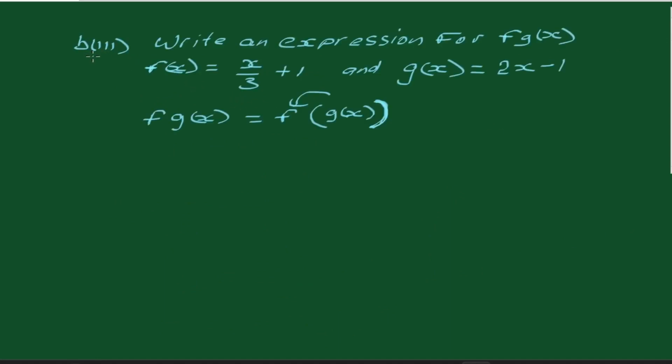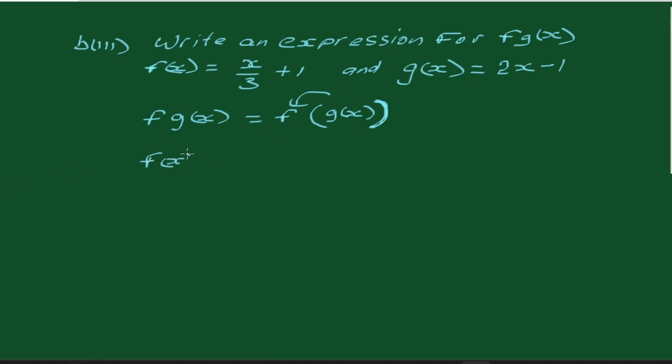Looking at part B, number 3, write an expression for f of g of x. Now we were given before f of x equals x over 3 plus 1 and g of x equals 2x minus 1. f of g of x means that we're going to take the entire function g of x and input it into the function f. So enclose the entire function g of x in brackets here, because the entire thing will be inputted in the function f.